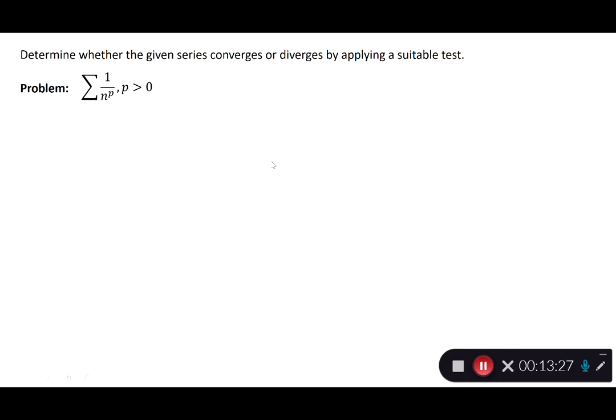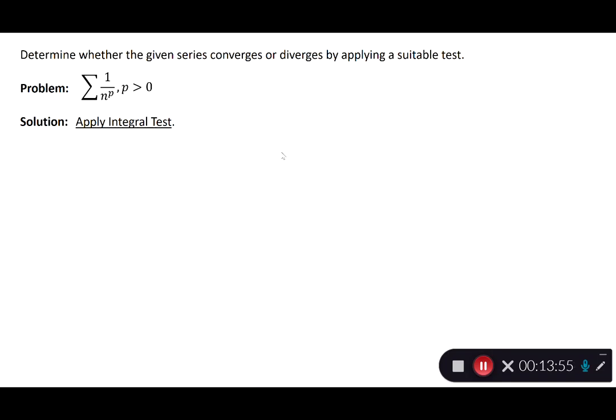Yeah, this is a good one. This is an important one. P is just a real number. So sigma 1 over n to the p, where p is greater than 0. Yeah, I need to say that. Okay, so p must be greater than 0. That's all the stipulation is. It could be any real number greater than 0.